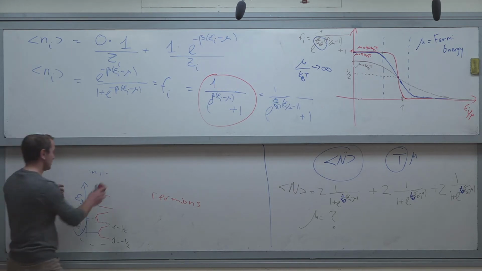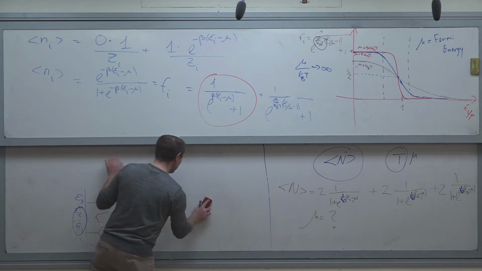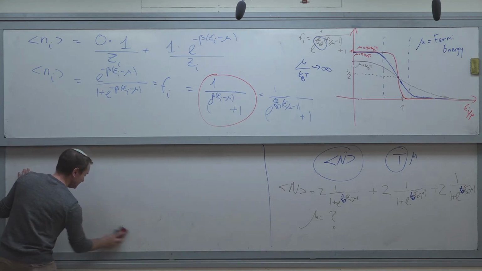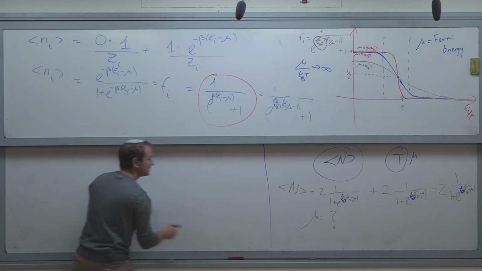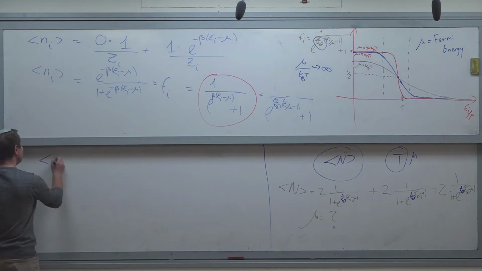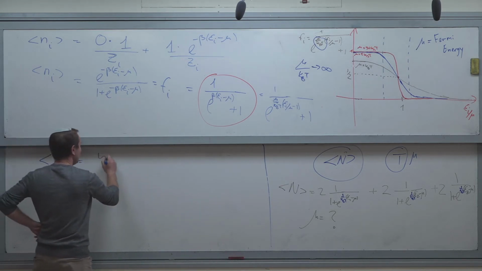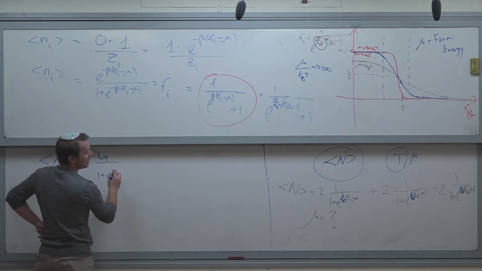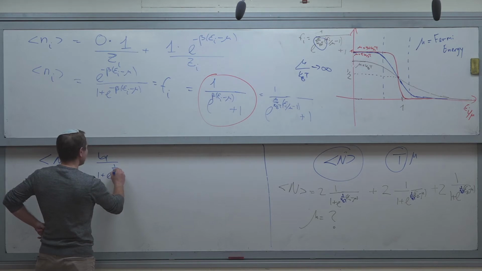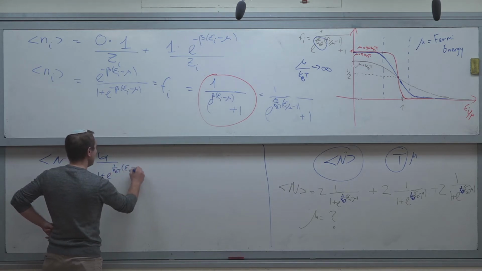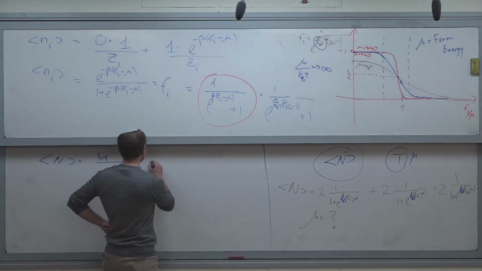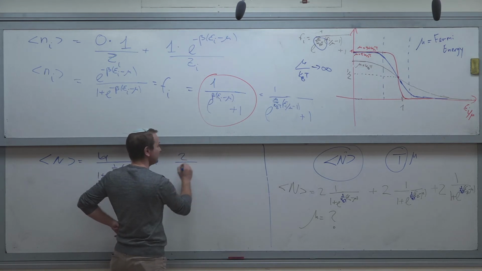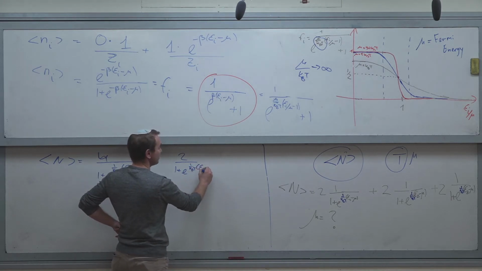So instead of solving the original equation, I'm solving this system. n equals 4 divided by 1 plus e to the power 1 over k Boltzmann T times epsilon 1 minus mu, plus 2 divided by 1 plus e to the power 1 over k Boltzmann T times epsilon 3 minus mu.